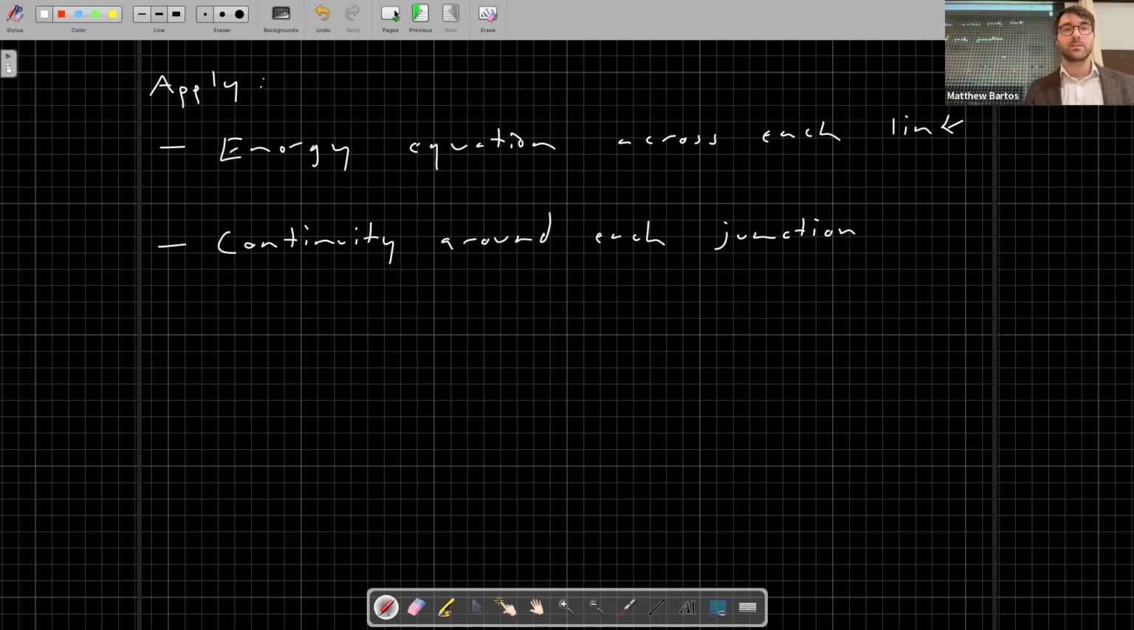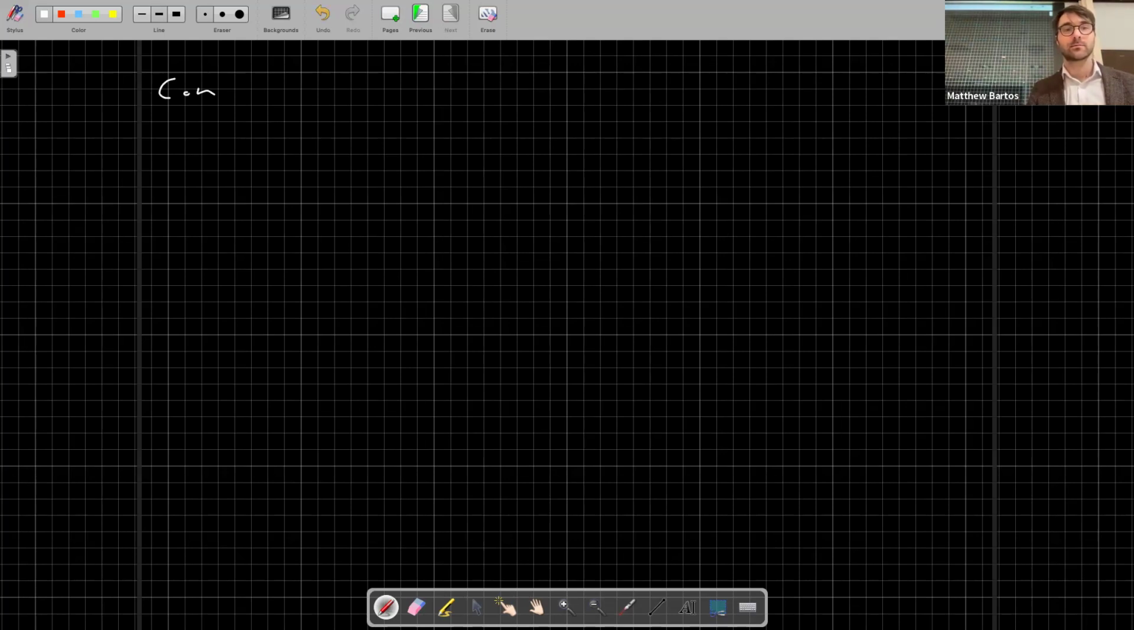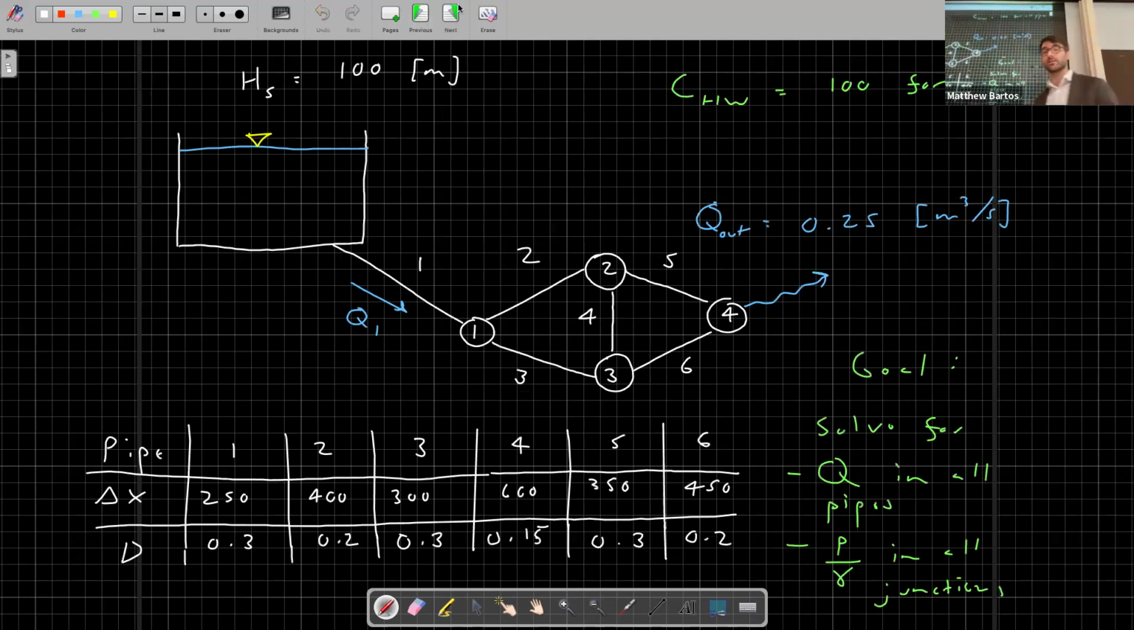So let's start with continuity. The first thing we have to do, even before we do that, is, does anyone remember what we need to do first before we can apply these equations? We need to decide something. Yeah, we need to decide a nominal direction of flow for each link.